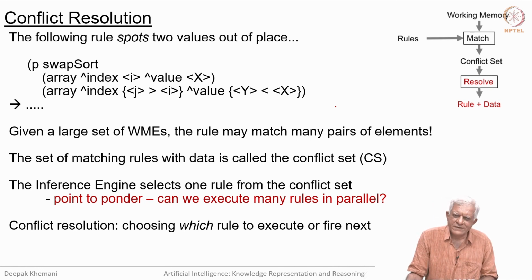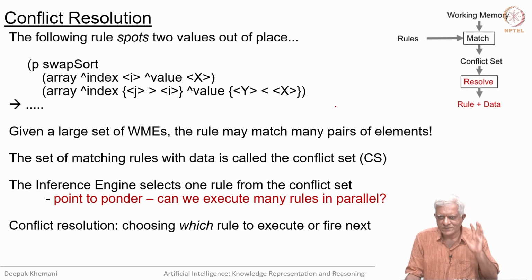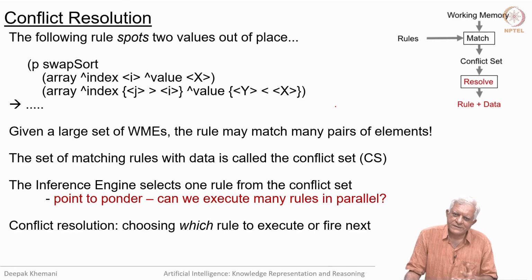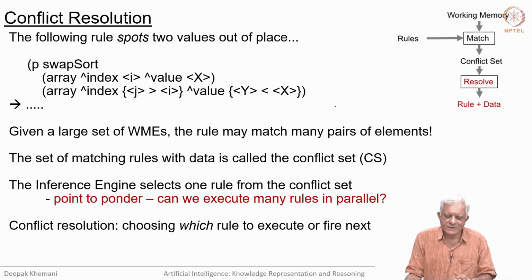Conflict resolution is the task of choosing one rule and saying, okay, this is the rule that is going to get to execute next, out of all the rules clamoring for attention. This rule is going to be executed, or fired, next. And we will come back and see this again.